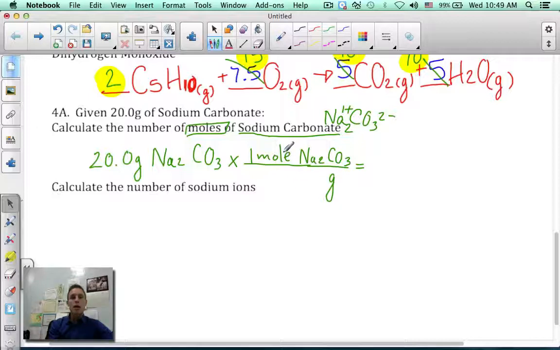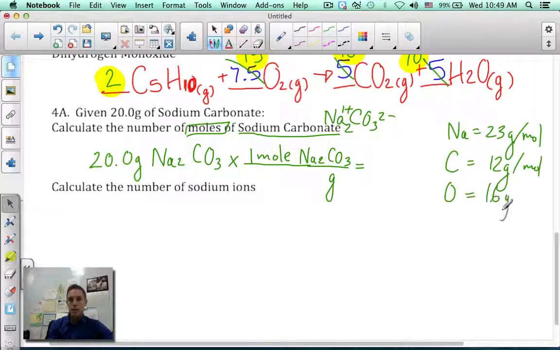But I don't know how many grams there are for every 1 mole of sodium carbonate. So I need to figure that out. So I look at my periodic table and I say, well, sodium weighs about 23 grams for every 1 mole. Carbon weighs about 12 grams for every 1 mole, and oxygen weighs exactly 16 grams for every 1 mole.